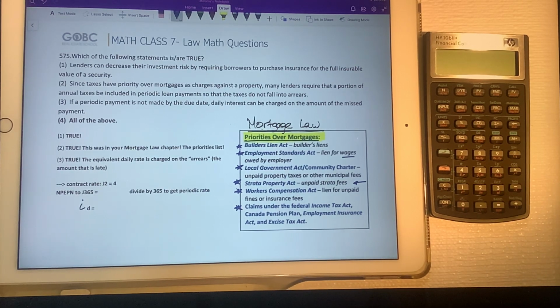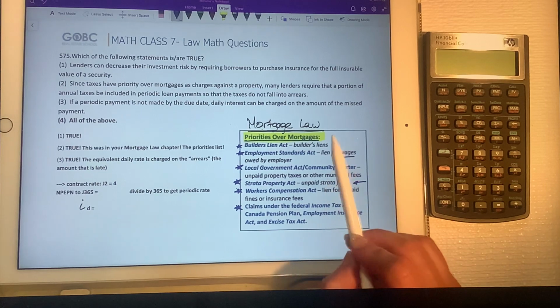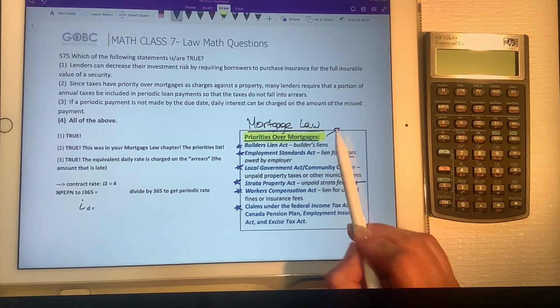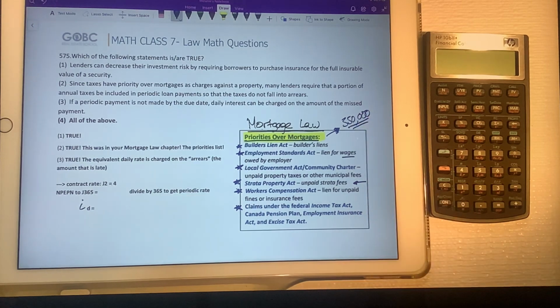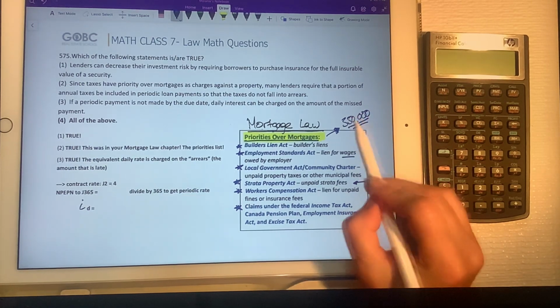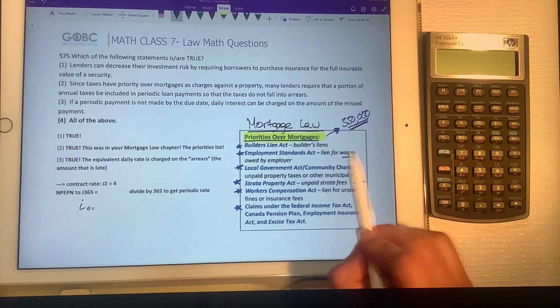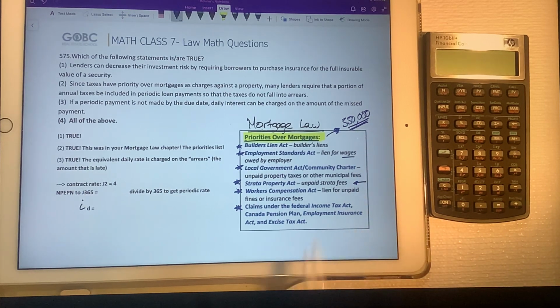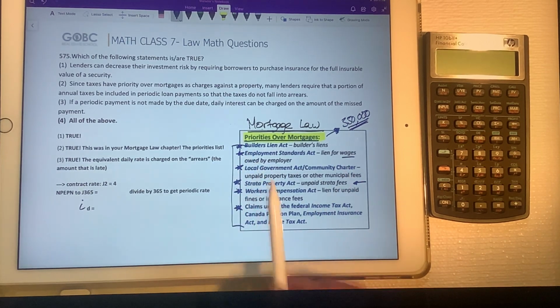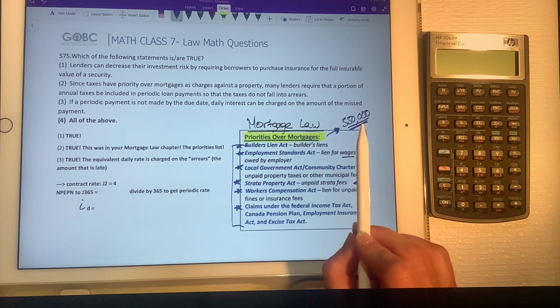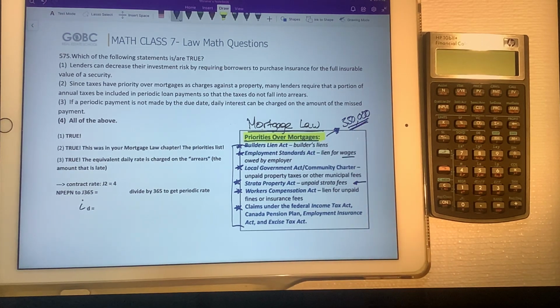Now, what do I mean by taking priority? Once the lender goes into the foreclosure and gets the property sold, and let's say there's $350,000 of profit in that property, once the property sells, that $350,000 will be dispersed, so it'll be given out based on this priorities list. You don't need to know which one of these comes first. You just need to know that all of these would come before the mortgage. So all of these would get paid out, and then whatever is left would go towards the lender to pay back the obligation that the borrower has under that mortgage contract.